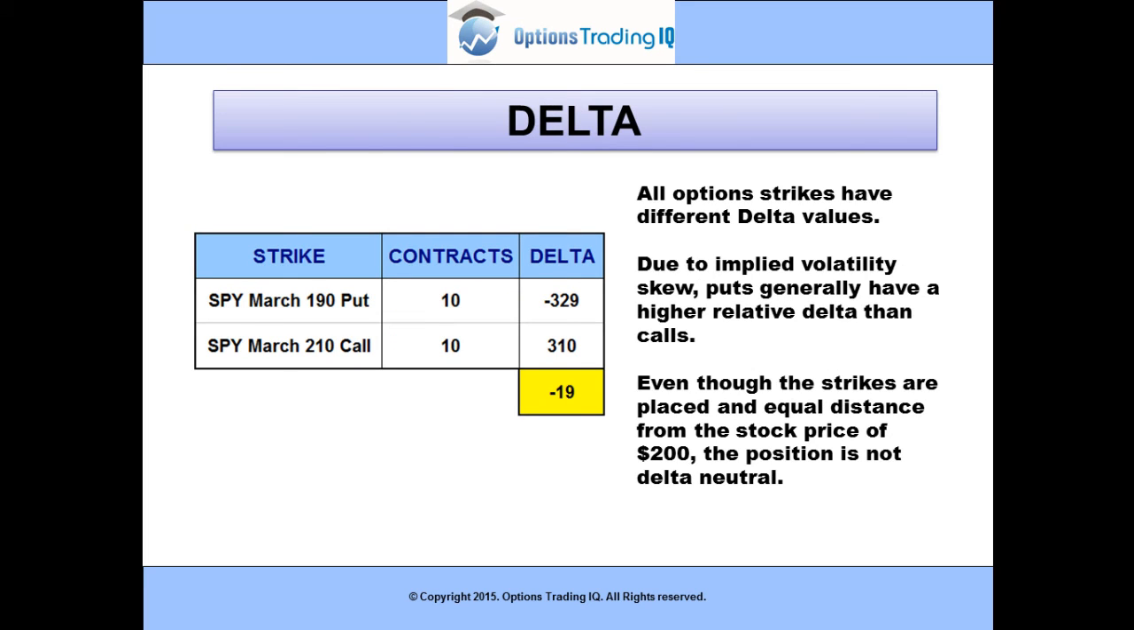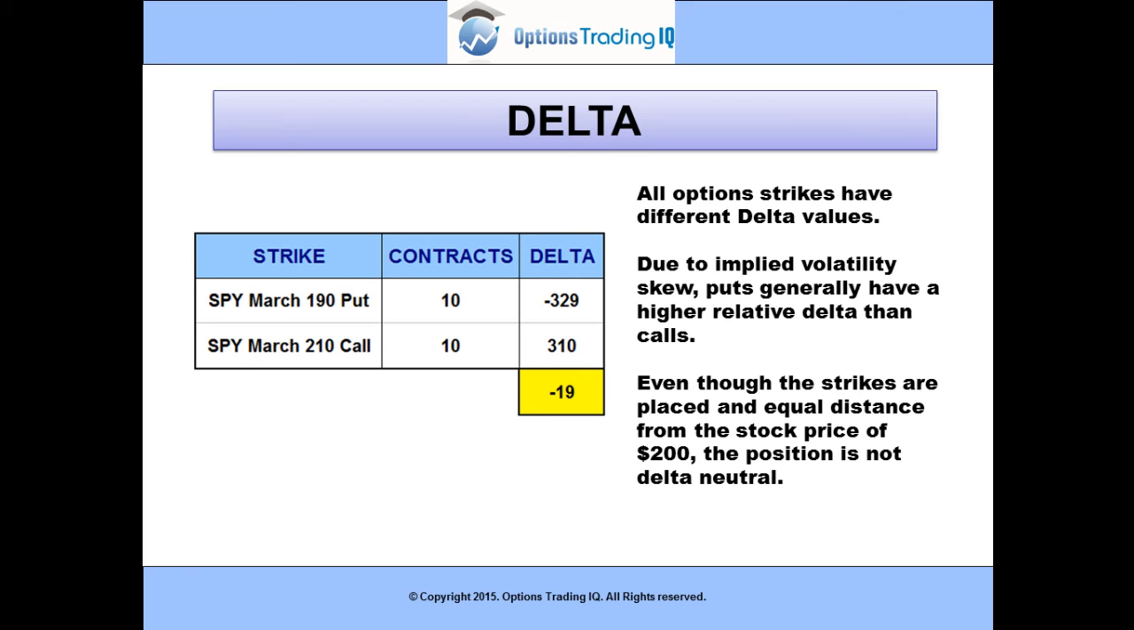A little bit more on the delta. So all option strikes have different delta values. Due to implied volatility skew, puts generally have a higher relative delta than calls. So here we can see that even though the strikes are placed an equal distance from the stock price of 200, the position is not delta neutral.